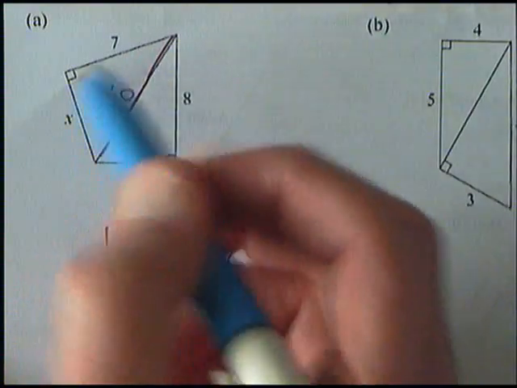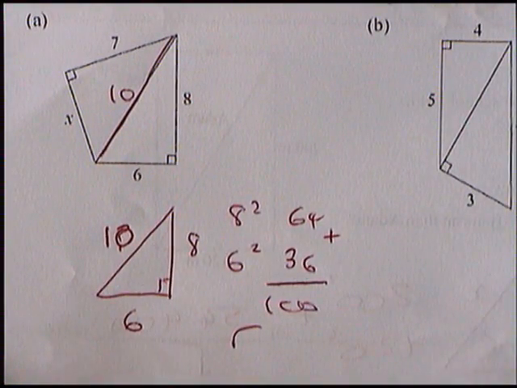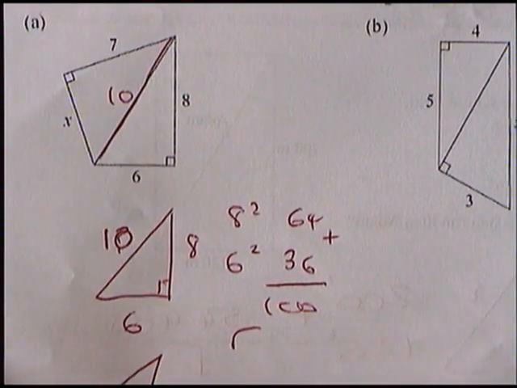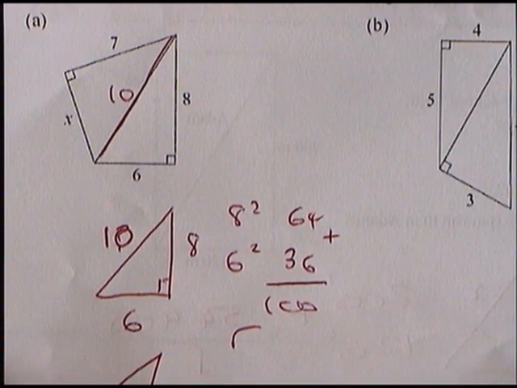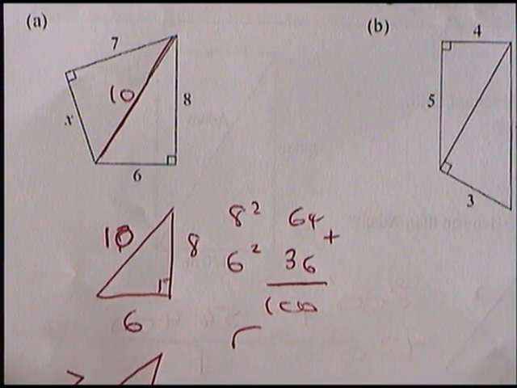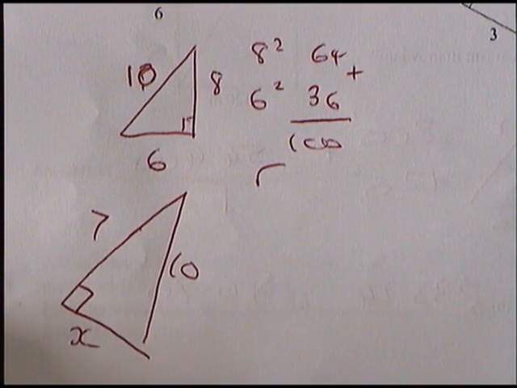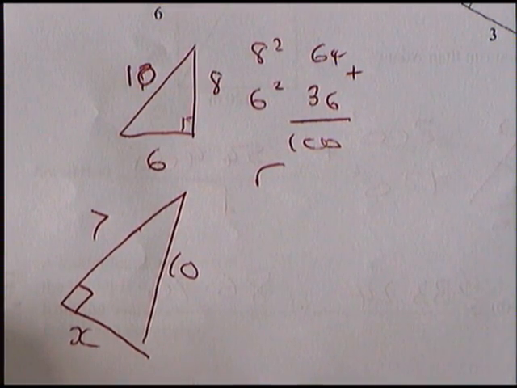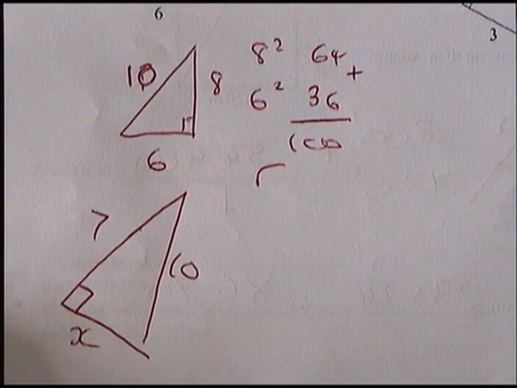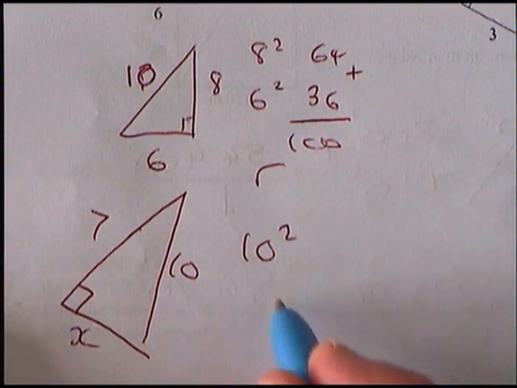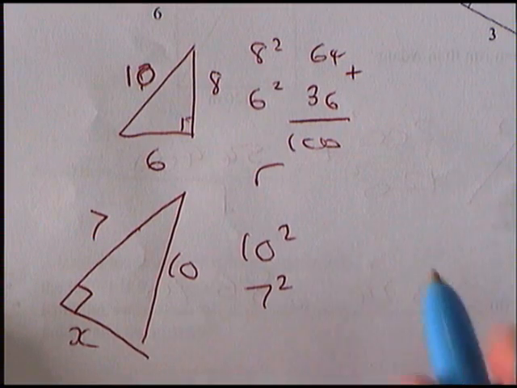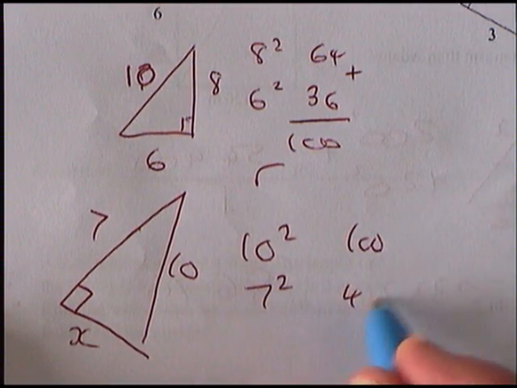So now I can work on the other triangle I've got there. It doesn't have to be an accurate drawing, but it's got a right angle. I've got x, 7, and 10. The 10 is the longest side. The x is one of the shorter sides. Again, there are no other angles, it's Pythagoras. So I need to do 10 squared, and I need to do 7 squared. That's 100, and that's 49.